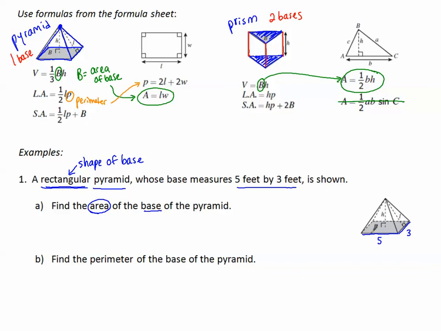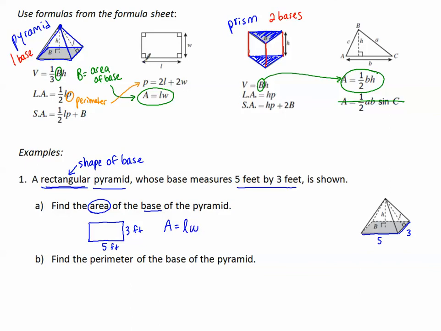So I see the base is a rectangle. I'm going to draw that separate from the picture, just the rectangular base. 5 feet on one dimension, 3 feet on the other dimension, the length and the width. So I know that I need the area of this rectangle. I reference my area formula from the rectangle part of the formula sheet. So that says A equals LW.